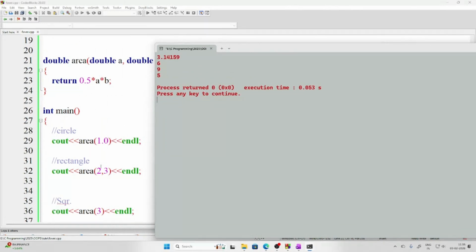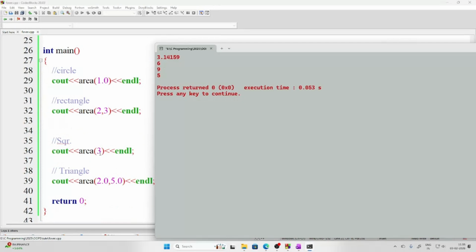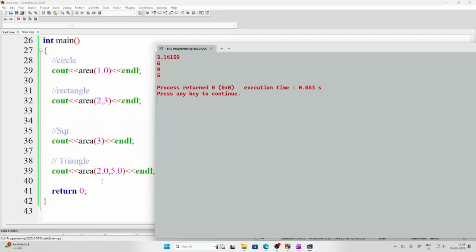Okay. Rectangle is length into width, that is 3 into 2, that is 6. Then comes square. So square will be what? A length into length, that is 3 into 3, that is 9. And then comes the triangle, that is half into base, that is 2, into height, that is 5. 2 and 2 will get cancelled out and you will only be getting 5.